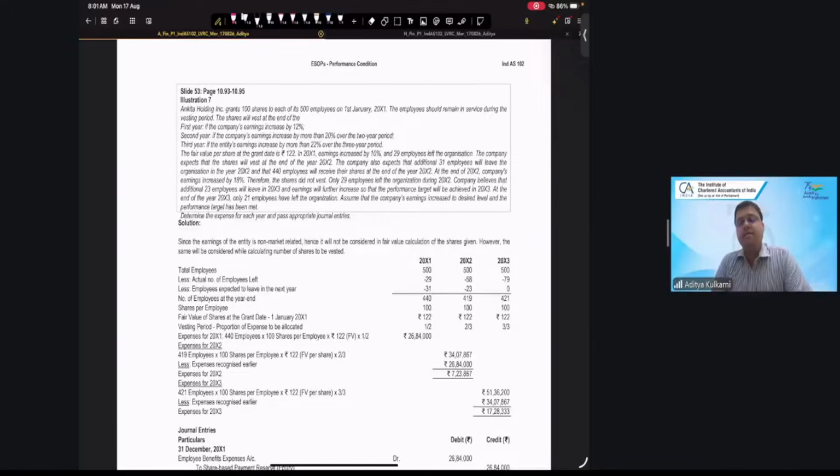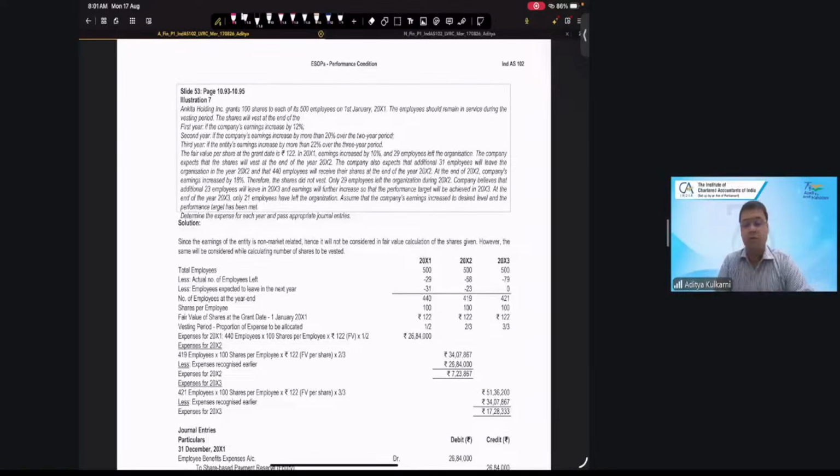Vesting conditions are of two types. One is a service condition, the other is a performance condition. Your service condition is basically what we have seen till now. The employee has to remain in service for a specified number of years in the future. So 3 years, 5 years, whatever we have gone through, that is all service condition.